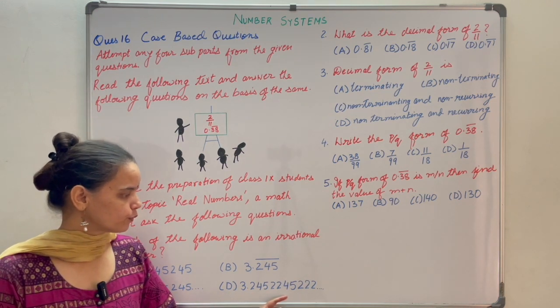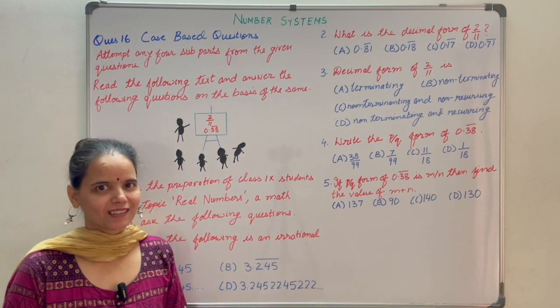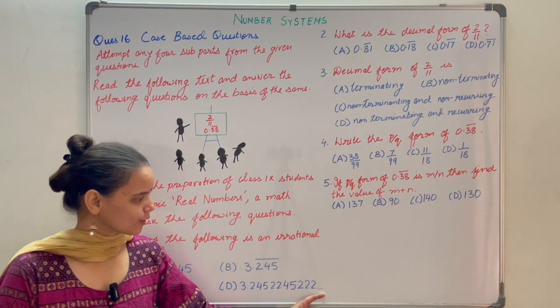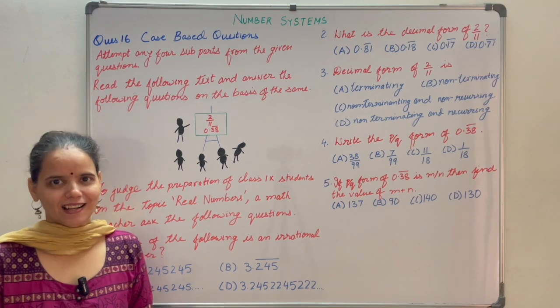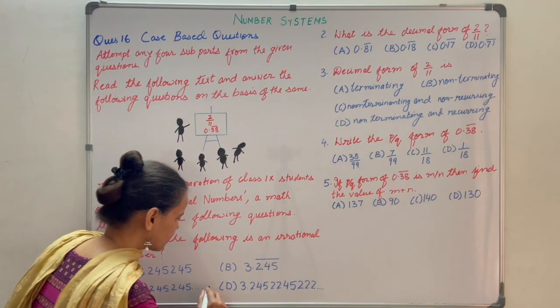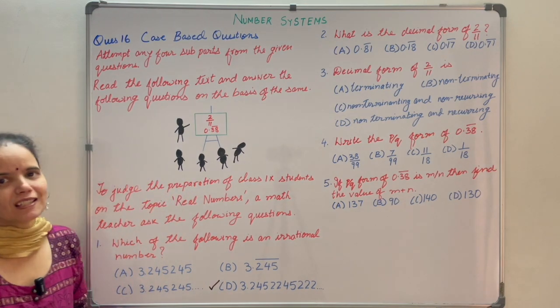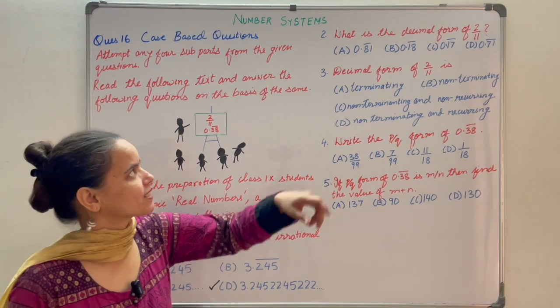3.245, 2245, 222 and so on. So you can clearly see that this is non-terminating, non-recurring. So this is an irrational number. You can put a tick mark for this D option. Let us now move on to the second question.